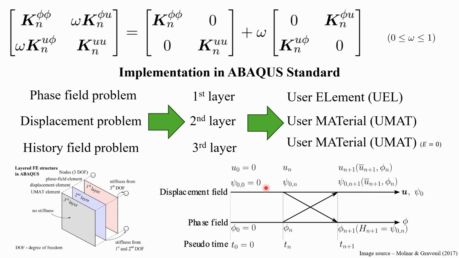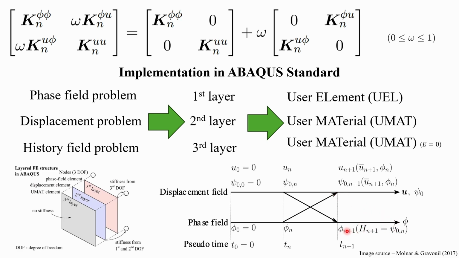On the other hand, using un and psi 0 n, you calculate phi n plus 1. So if you look at just one path, suppose you have phi equals 0, the entire body does not have any crack. It starts from phi equals 0. At some time step, it reaches phi n. Using phi n, you calculate psi 0 n plus 1 and eventually un plus 1. Now using these two, you will be calculating phi n plus 2 here.